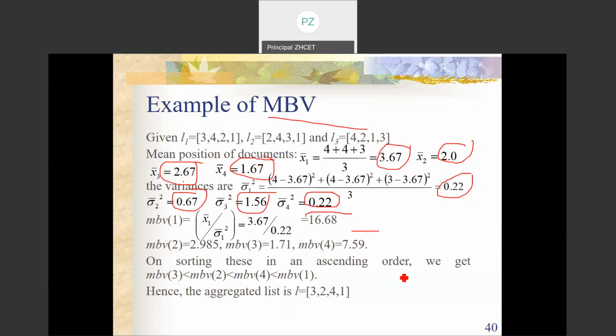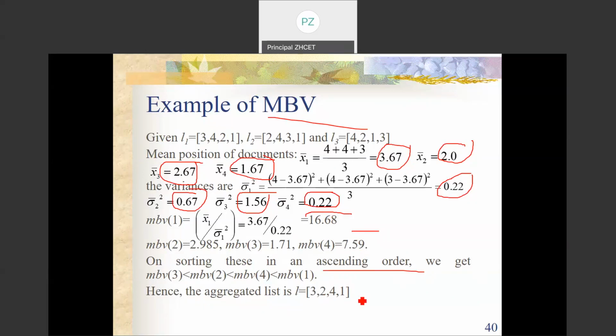Now on sorting these in ascending order, we get, just hold on. Should be sorting in descending order. Just hold on. Lower the mean, earlier the position, right? Lower the mean, earlier the position. And higher the variance, earlier the position. So yes, it should be ascending order. Mean by variance, ascending order. So we get 3, 2, 4, 1.